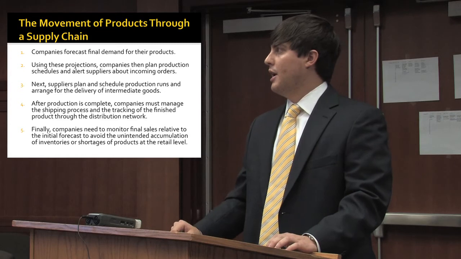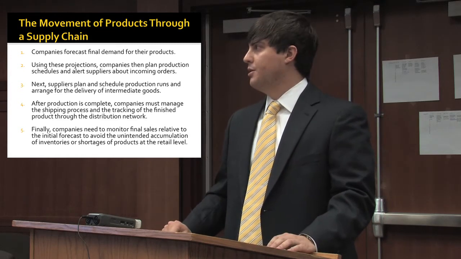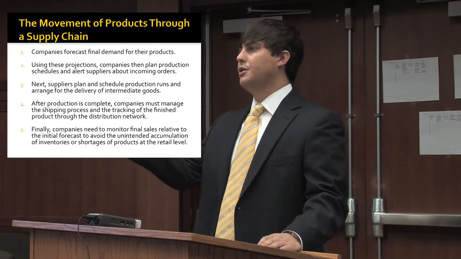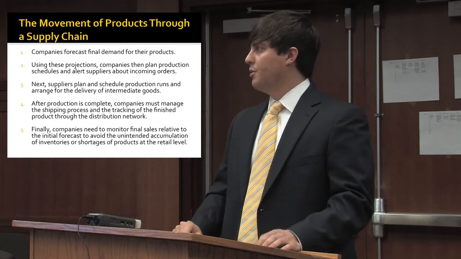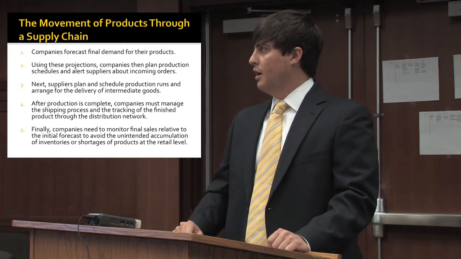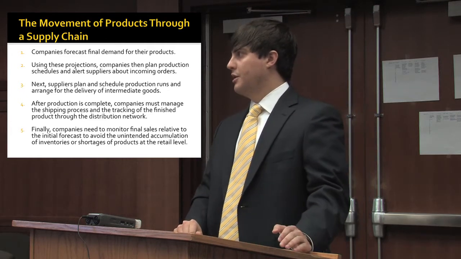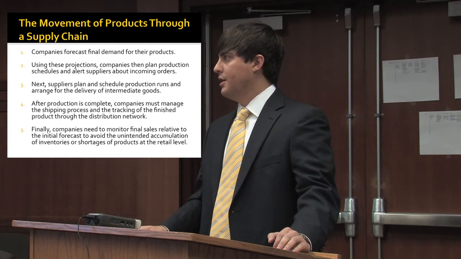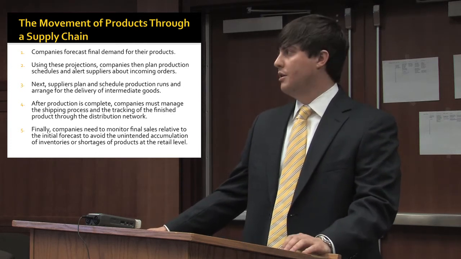Here, these integrated supply chains should strive to use EDI throughout each of these processes. They forecast their final demand for products, using these projections to plan production schedules and inform the suppliers about incoming orders. And EDI should be used to transfer the messages through each of these steps. Next, suppliers plan and schedule the production runs and arrange for delivery of intermediate goods. And there's where our small business client could be involved. After production is complete, companies will manage the shipping process and tracking of the finished product through the distribution network to the end user, to the customer.